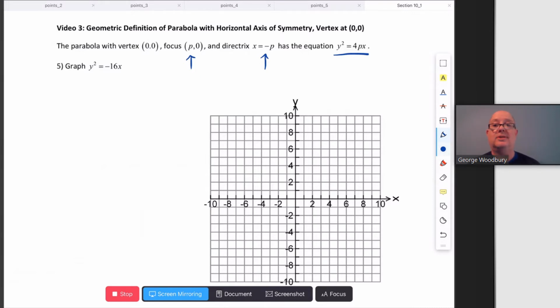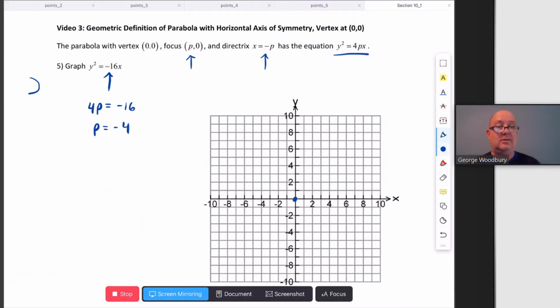Here, I've got y squared equals negative 16x. So that tells me that 4p equals negative 16, or p equals negative 4. Now, because that's a negative sign, that's going to open in the negative direction for a horizontal parabola. That's to the left. So start with the vertex, 0, 0. And I know that that's 0, 0 because I don't have y minus some number squared or negative 16 times x minus some number. It's just x and y. So that tells me it's at the origin.